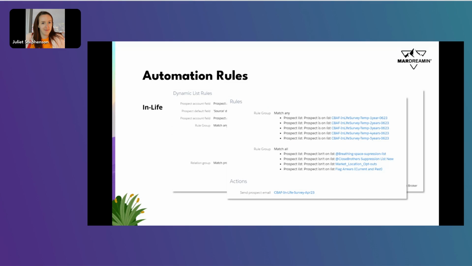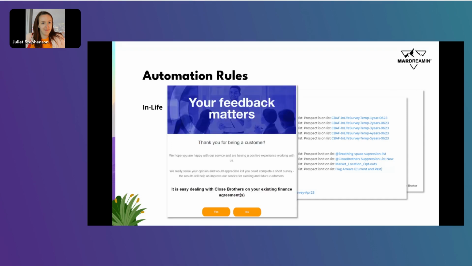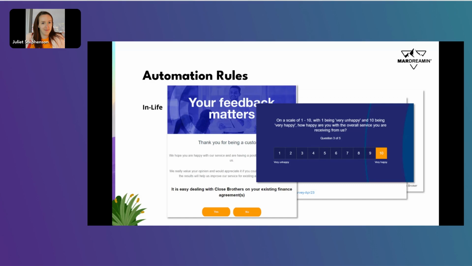So here you can see the 5 dynamic lists, the suppression lists again, and an email template for an in-life survey. Here's the email. Again, the questions embedded, the links with the merge fields in them already. And here's the survey in Get Feedback, which I'll cover shortly.